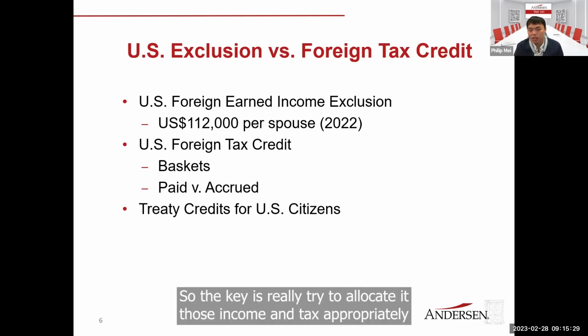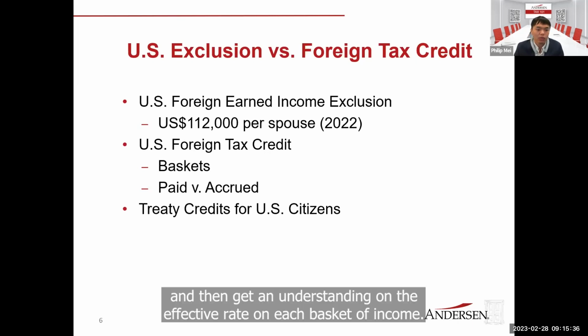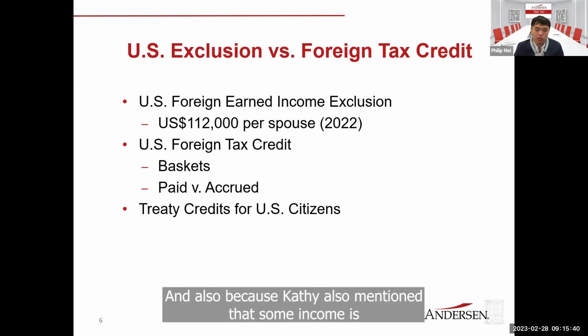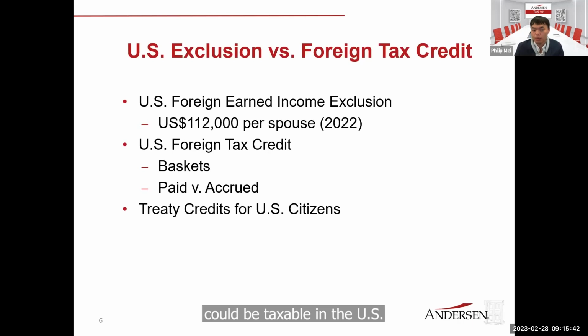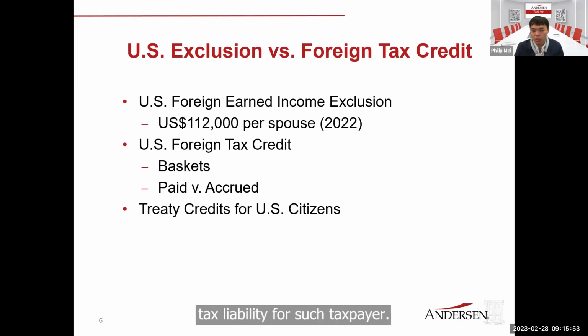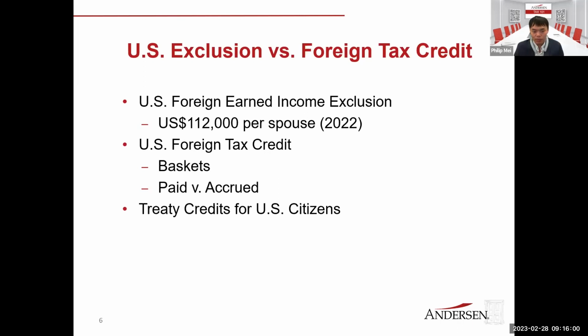So the key is really to try to allocate those income and tax appropriately, and then get an understanding of the effective rate on each basket of income. And also because Kathy mentioned that some income could be taxable in the US while not taxable in Canada, when a taxpayer has significant TFSA investment income, it could create a US tax liability for such taxpayer. Mm-hmm. So that's why the basket concept is kind of important.